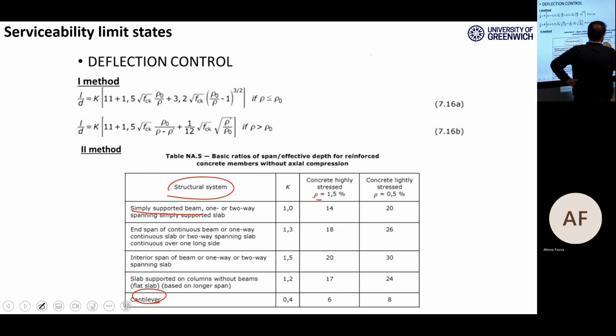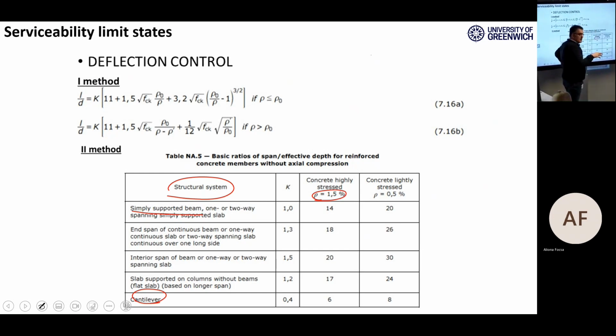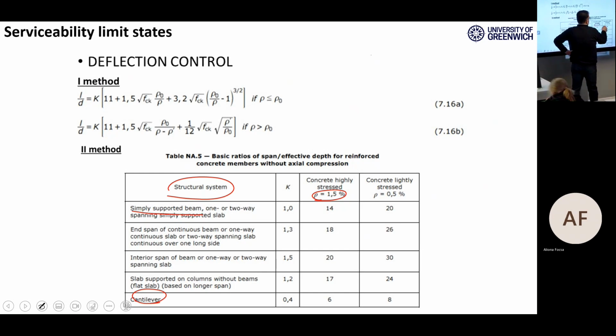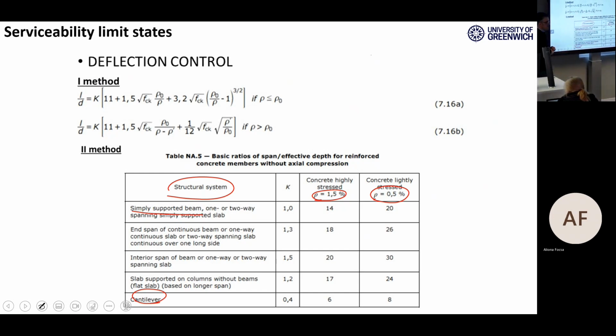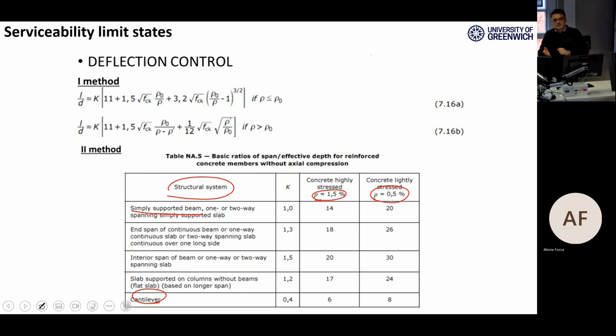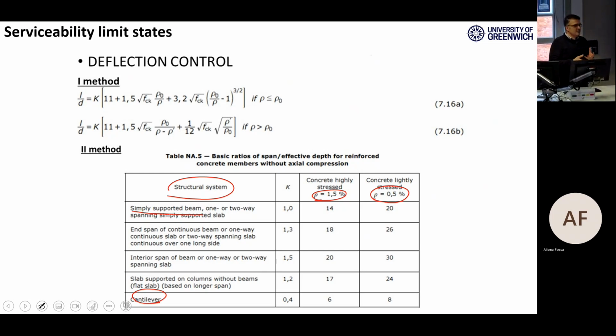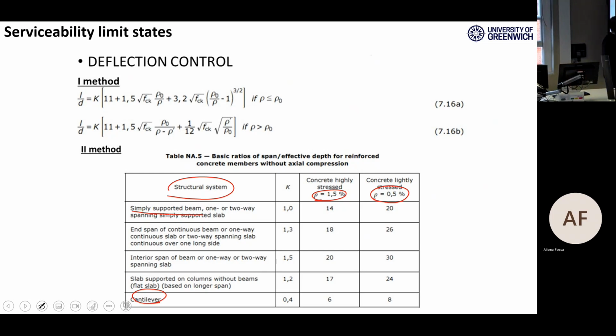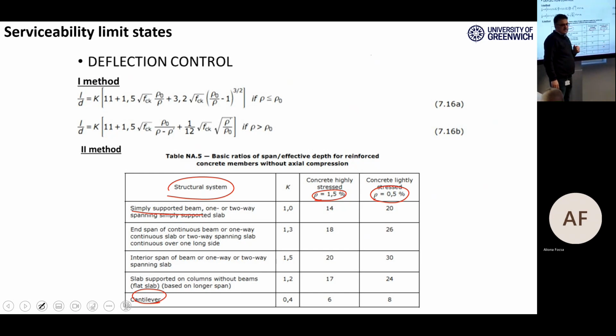Concrete highly stressed, like if you have, for example, 1.5% reinforcement in your section, it's too much rebar. And this is 0.5% rebar. So the right-hand side column is for the cases of lightly reinforced, and the left-hand side is for very intense reinforcement you have in your section.